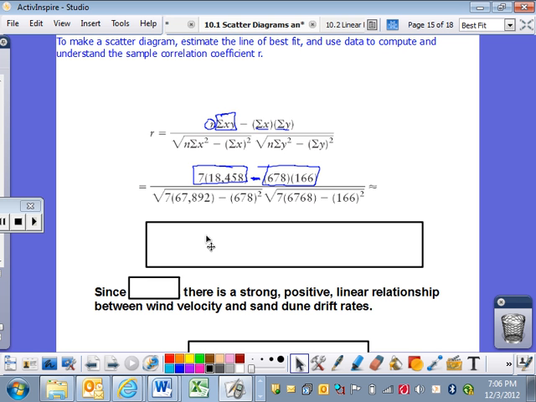Here's where it gets a little bit tricky. You have 2 radicals, and you have to do each radical separately. Okay, so n is 7. The sum of x squared, if you go back to your 67,892, minus the sum of x, and then quantity squared. Whereas the first one was the sum of x squared.